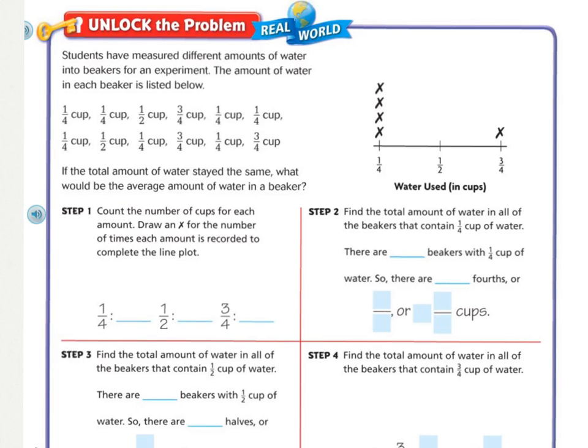Unlock the problem. Students have measured different amounts of water into beakers for an experiment. The amount of water in each beaker is listed below, and that's the list of data. If the total amount of water stayed the same, what would be the average amount of water in a beaker? So underline what you're being asked to find, and then circle the important information.